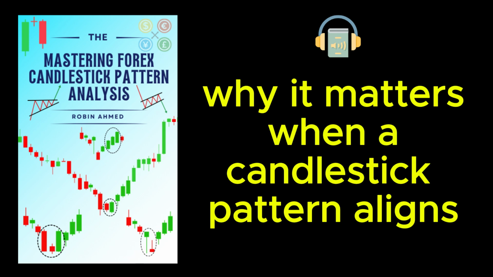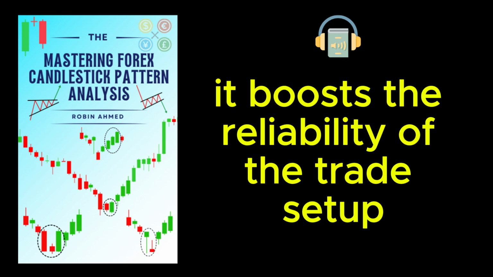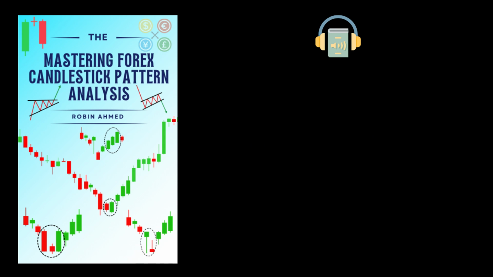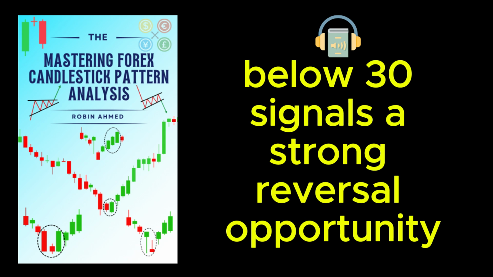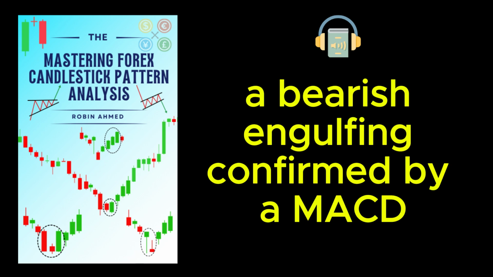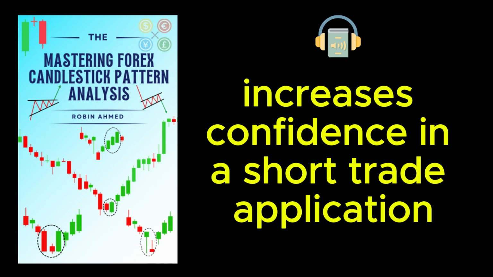Why it matters: when a candlestick pattern aligns with indicator signals, it boosts the reliability of the trade setup. Examples: a bullish harami forming when RSI is oversold, below 30, signals a strong reversal opportunity. A bearish engulfing confirmed by a MACD bearish crossover increases confidence in a short trade.